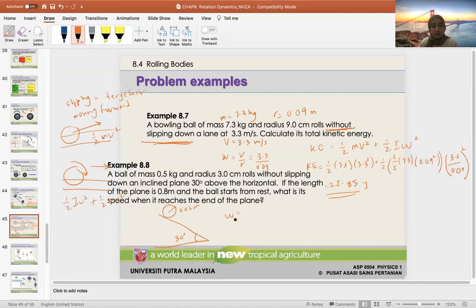So omega is 0, omega dot is 0. What is its speed when it reaches the end of the plane? Okay, I think I need to do this on Word because it's taking too much space now.